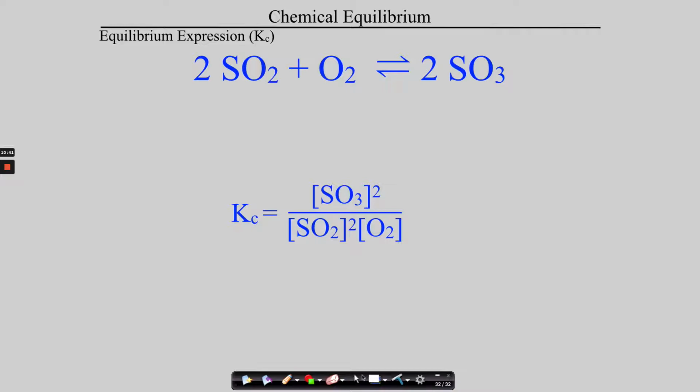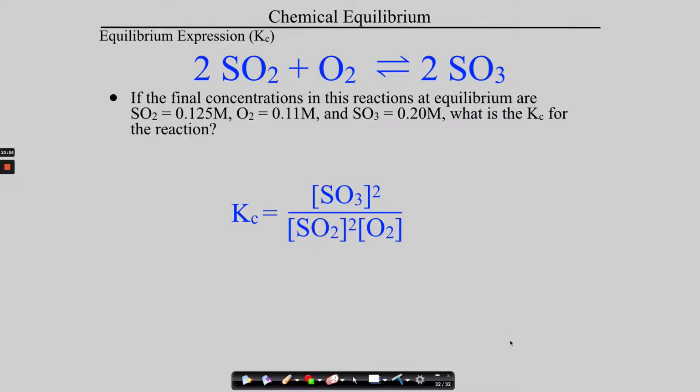But as promised, this isn't just writing out the expression. What we created is really a formula that we can use to figure out different things about the equilibrium reaction. For example, if the final concentrations of this reaction at equilibrium are SO2 equals 0.125 molar, O2 equals 0.11 molar, and SO3 equals 0.20 molar, what is the Kc for the reaction? So we can solve for Kc. We can figure out what that number is.